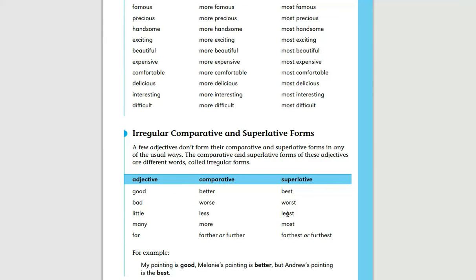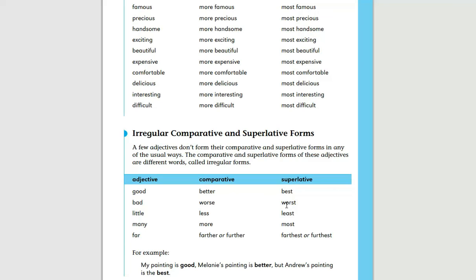Okay, the last one, irregular comparative and superlative forms. A few adjectives do not form their comparative and superlative forms in any of the usual ways. The comparative and superlative forms of these adjectives are different words called irregular forms. Adjective, for example, good. So the comparative is better. Superlative is best. For bad, worse.